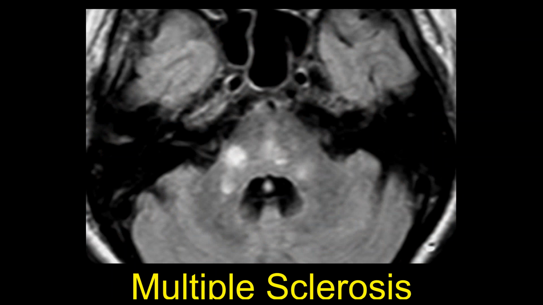So if a patient has a multiple sclerosis plaque or a lesion in the cerebellar peduncle and the brachium pontis here at this level, we can understand why that patient may have a 7th nerve deficit.